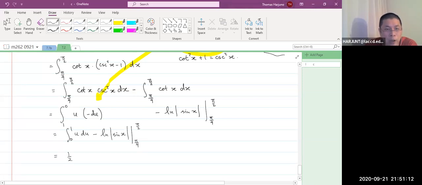This will give me 1/2 minus natural log of 1, which is 0, minus natural log of radical 2 over 2. That equals 1/2 minus 0 plus natural log of 2 to the power of negative 1/2. So this is 1/2 minus 1/2 natural log of 2.